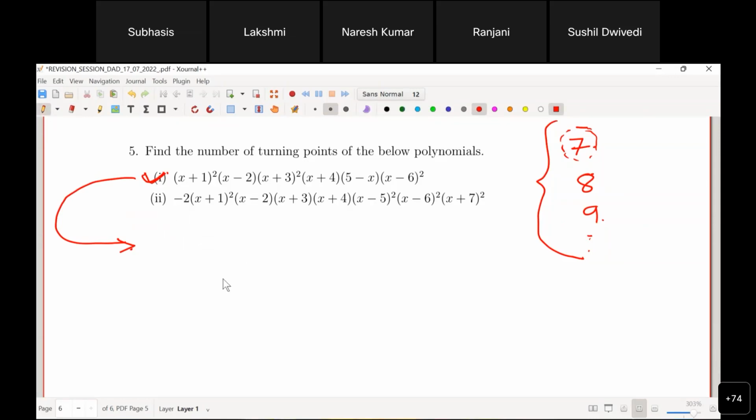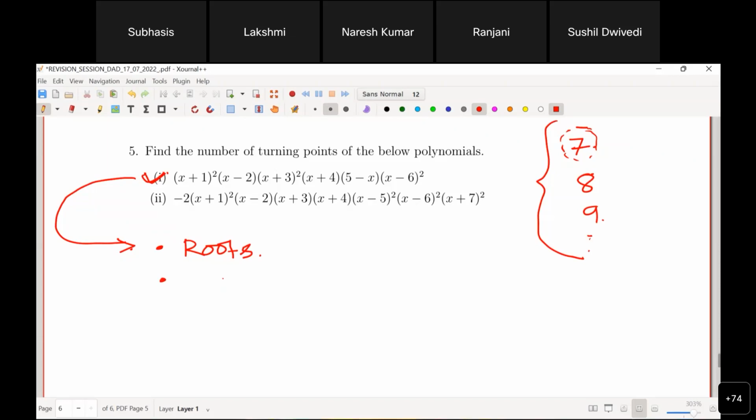So the main idea to solve this question is that we need to plot the polynomial. To plot a polynomial, you need maybe 2-3 things. The first thing is you need to find the roots. Once you know the roots, basically you know the x-intercept. So finding the roots and finding the x-intercept are basically the same.